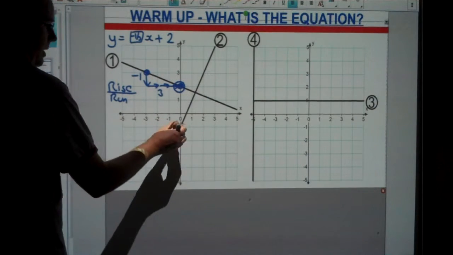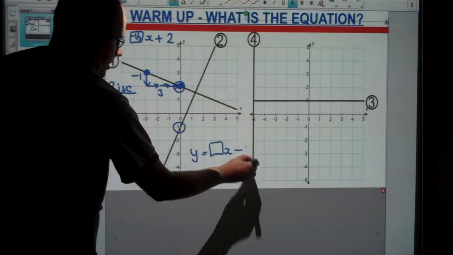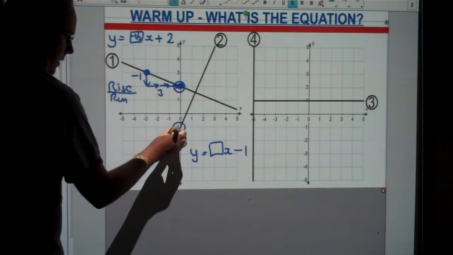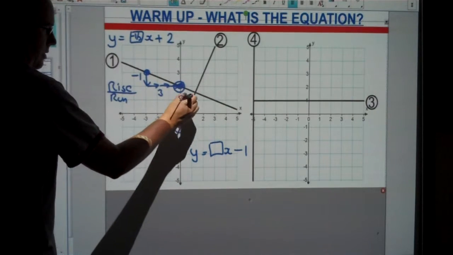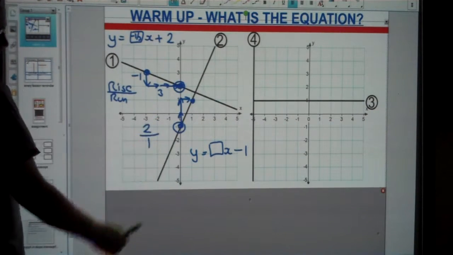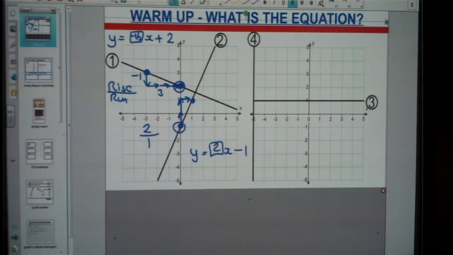Now for my second equation, I can see it goes through negative 1. So y equals something x minus 1 this time. And if I can find a couple of points that lie on this line, this time I go up 2 across 1. So rise over run again. 2 over 1 is 2, so y equals 2x minus 1.